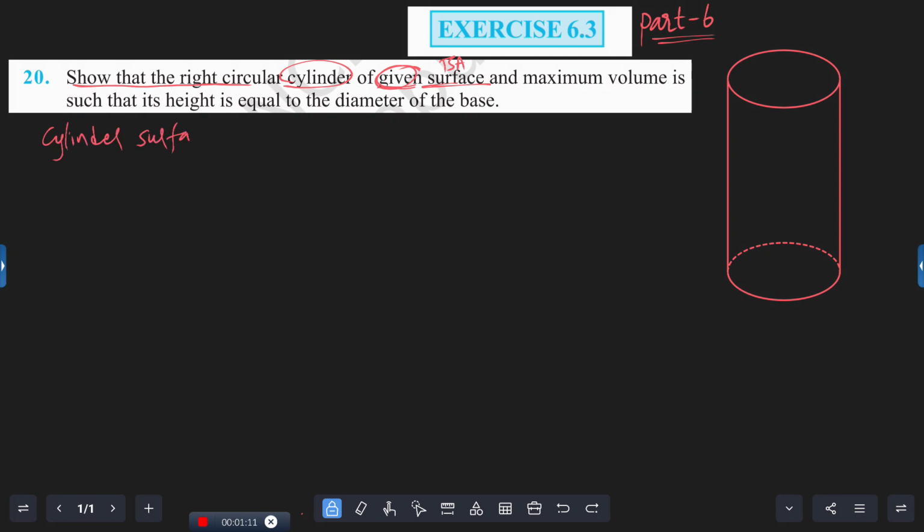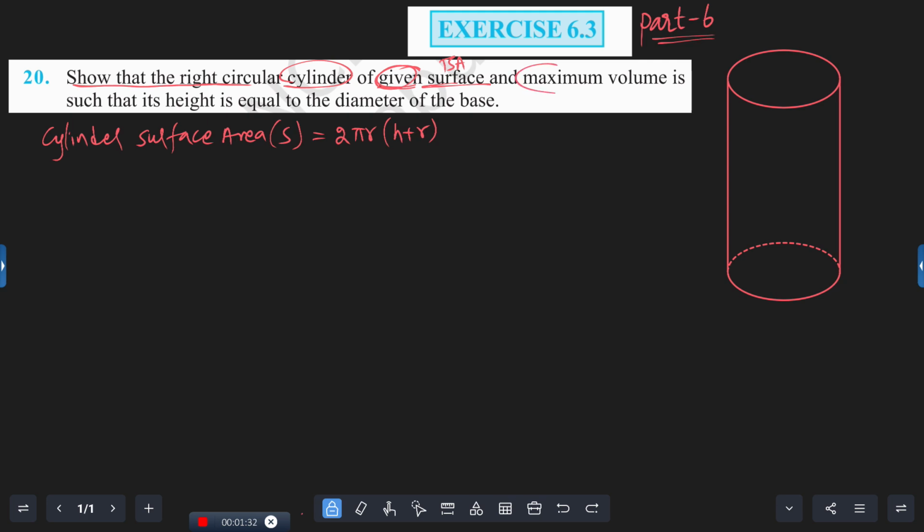the surface area, I am taking as S. Children, do you remember the cylinder surface area? When I gave the introduction of this chapter, I gave a tabular column. Do you remember? 2 pi r into (h plus r). The formula is very important. This we will consider.